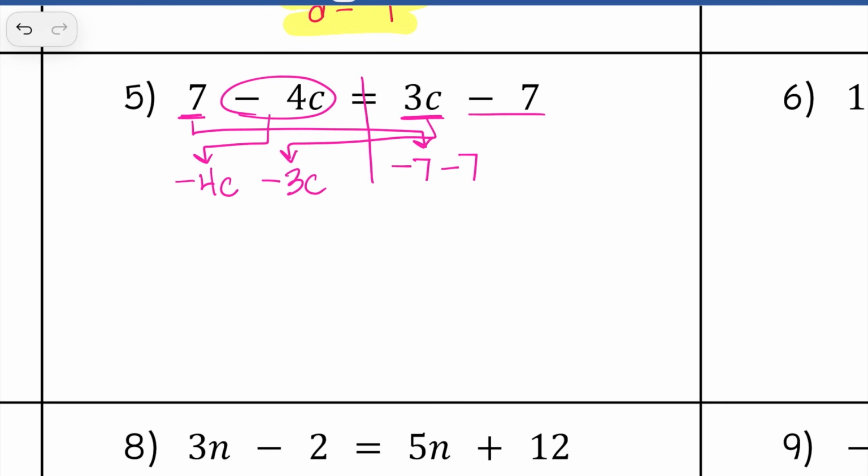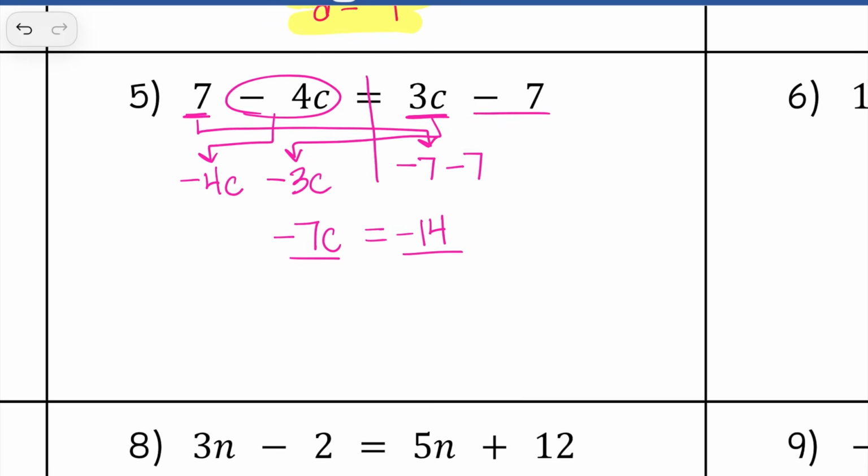It comes straight down. Now we just combine our like terms. So I have negative 4c minus 3c. So that's going to give me negative 7c. We'll bring down the equals. We don't need the vertical line anymore. On the right side, that says negative 7 minus 7. That's not 0. That's going to give me negative 14. So now I've got negative 7c is equal to negative 14.